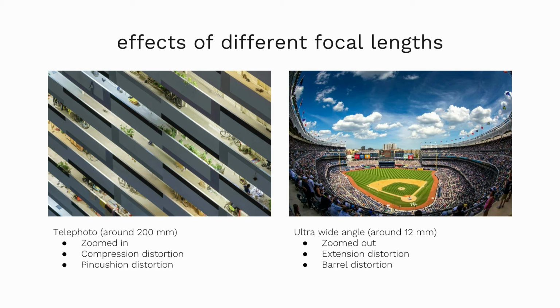Well, that's compression distortion. Contrast that with the picture on the right, which is taken with an ultra wide angle lens, and it suffers from extension distortion. So distances are exaggerated. What's near to you will seem nearer, and what's far away from you will seem further. What's 1 meter in front of you will look like it's 0.1 meters in front of you. What's 100 meters in front of you will look like it's 200 meters in front of you. Something like that. Okay, so it exaggerates distance.